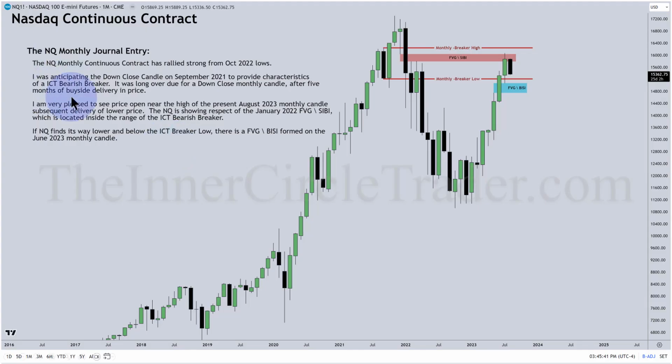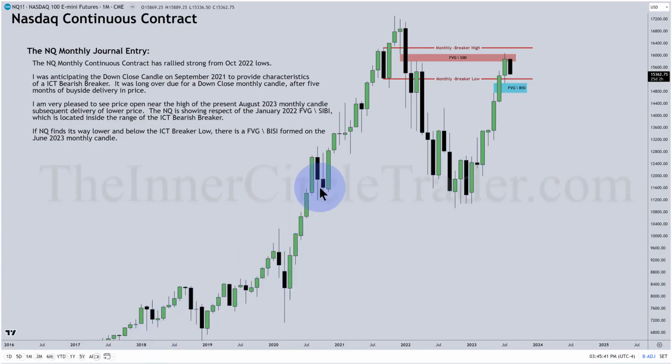But in your annotations, for instance, I'll just read this out here. The NQ monthly journal entry. The NQ monthly continuous contract has rallied strong from October 22 lows right here. Why did this rally from here? You can include that it traded down into this buy side imbalance, sell side inefficiency, which is a fair value gap, and swept the sell side liquidity below that low. That's how much you can include.